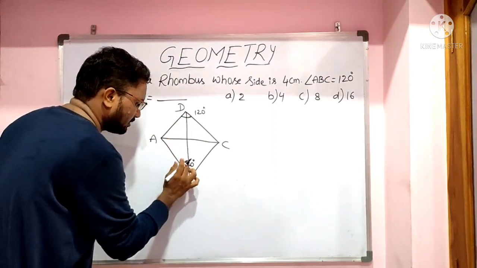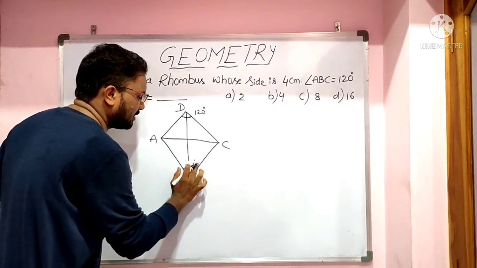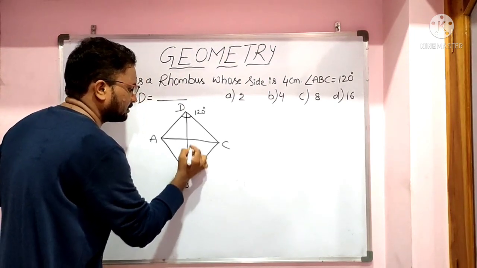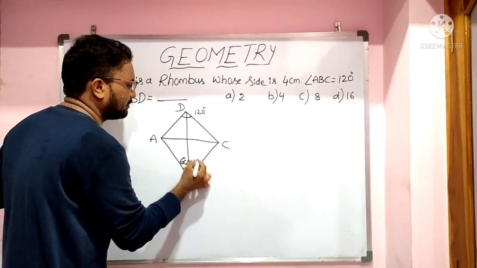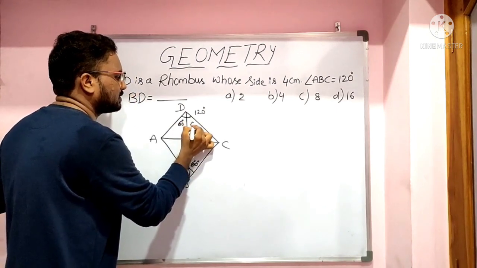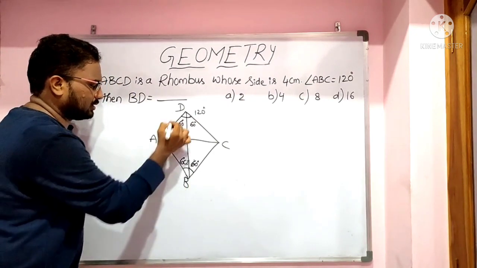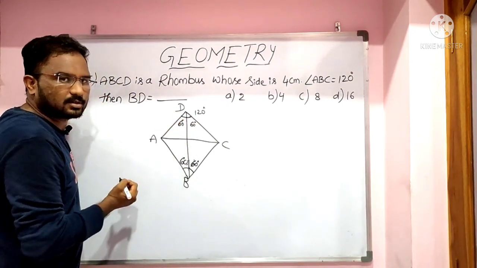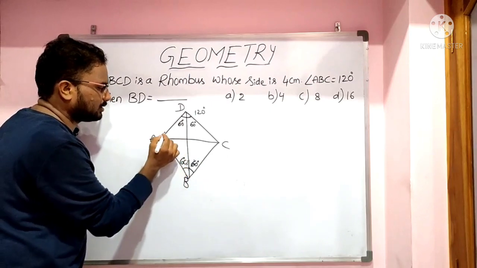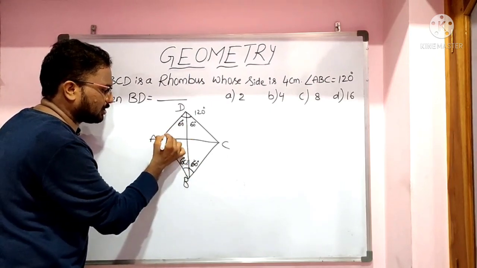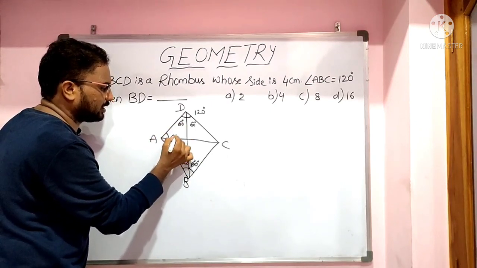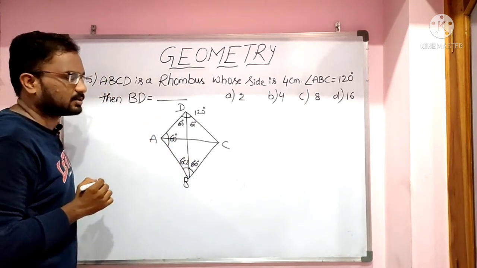That means this total is 120, then this will be 60 degrees. This will be 60 degrees. Similarly, this is 60 and this is 60. So if you observe this triangle ABD, this is 60, this is 60, then this will be automatically equal to 60 degrees, because total angle is 180 degrees.